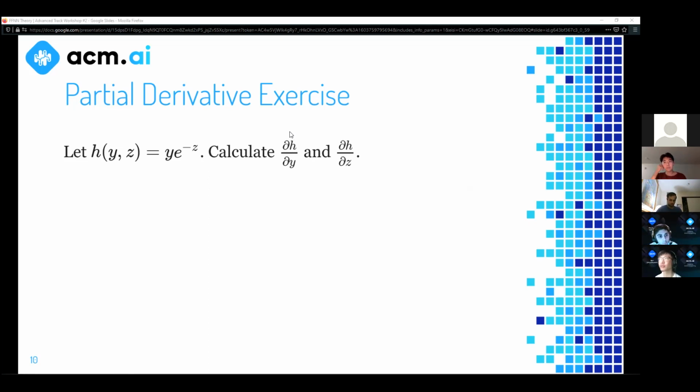Okay, great. So if we're calculating this expression here, the partial derivative of h with respect to y, we're treating all other variables, in this case, there's only one other variable, z, as constants. And then we take the derivative as if it's just a normal derivative. So pretend the z is like a constant, like the number 5, and then take the derivative like you normally would. And then for the z, pretend that the y is like the number 5 and then take the derivative.